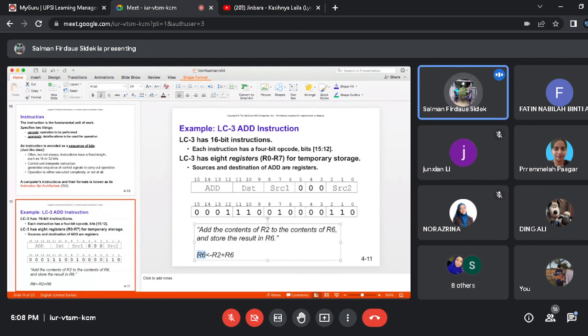So in this case, at the earliest stage, R6 contains 2, but the final value of R6 is 1 plus 2, which is 3. Do you understand what I'm talking about?